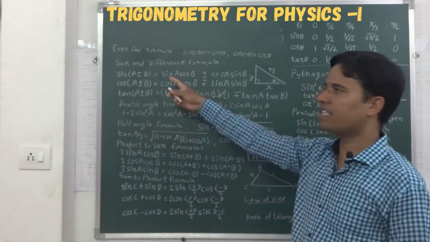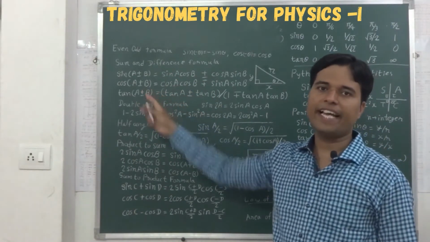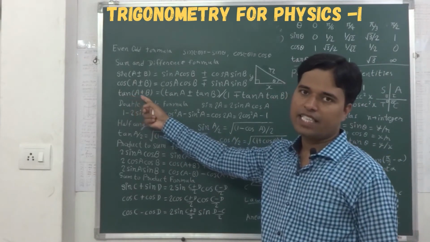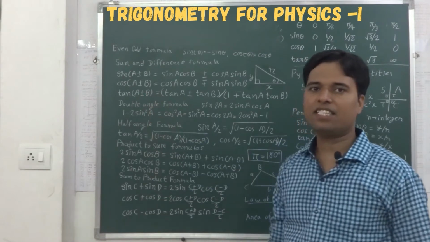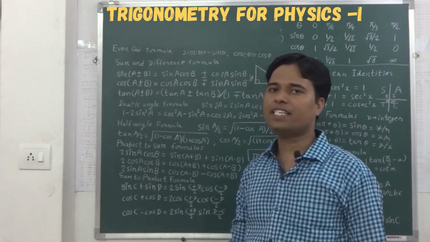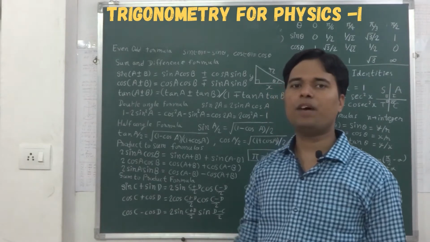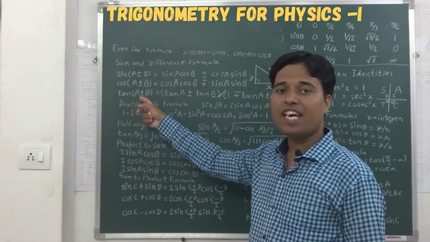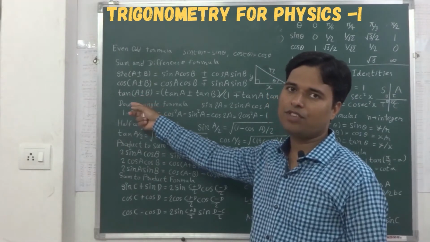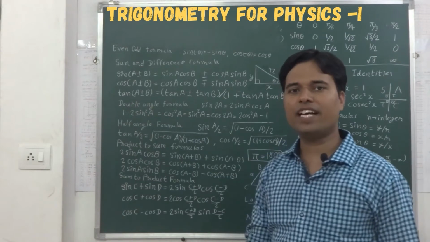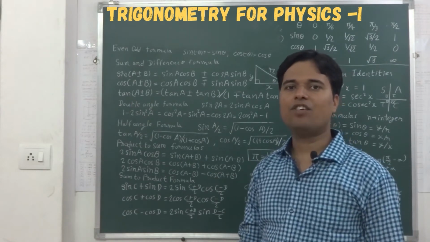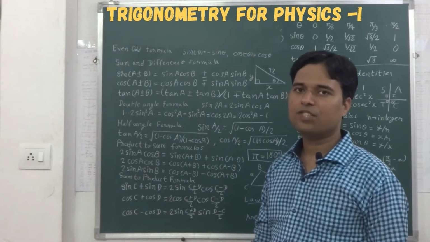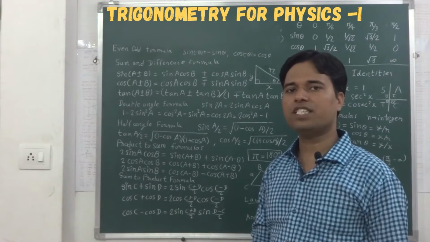Dear students, these are the sum and difference formulas for sine, cosine and tan functions. For tan function, tan of a plus b can be written as tan a plus tan b upon 1 minus tan a tan b. In the lower part, you will use the negative sign. But for tan of a minus b, you can write it as tan a minus tan b upon 1 plus tan a tan b. So in the lower part, you have used an opposite sign.